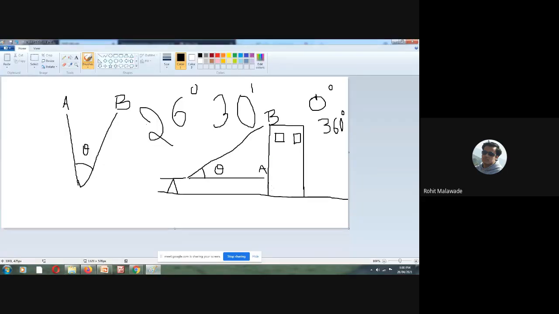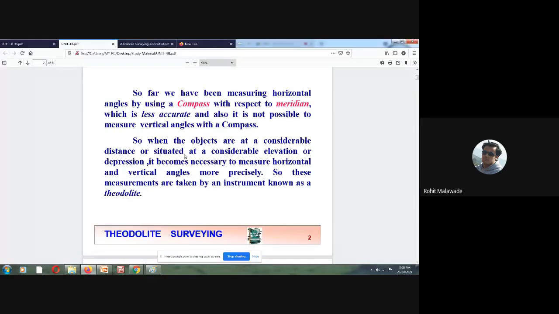Now this is point A and point B. B is at a higher elevation. This thing we can also measure by using the theodolite. So when the objects are at a considerable distance or situated at a considerable elevation or depression, elevation is an increase in height and depression is a reduction in height. This we already know. Now it becomes necessary to measure the horizontal and the vertical angle in a more precise way.